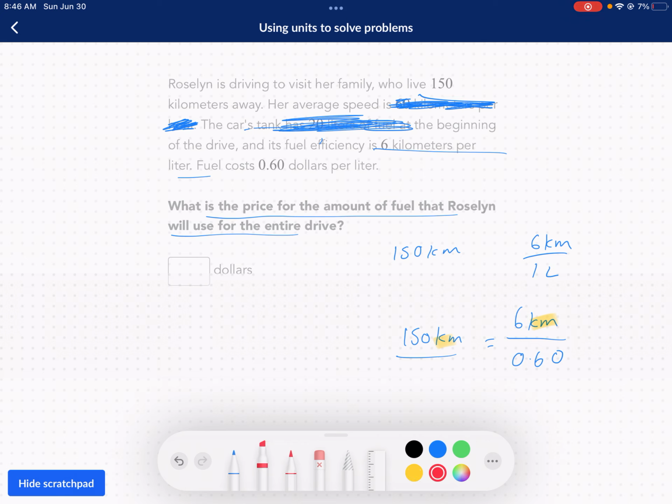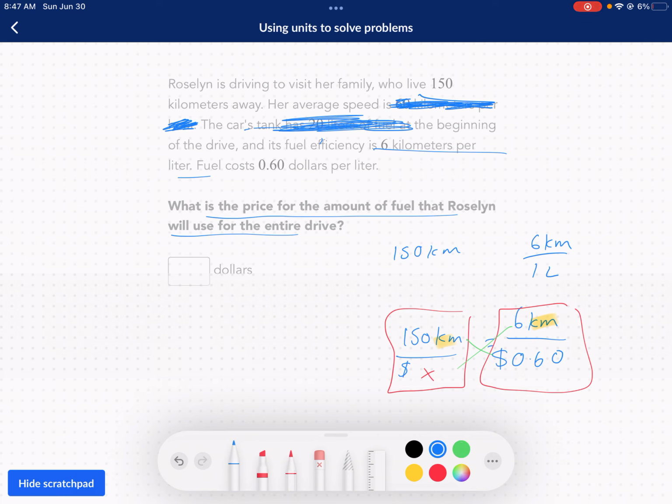And then over here we have dollars. And I want to know how many dollars I end up spending on the whole trip. And this rate will continue. So for some value of X is going to give us our cost for going that 150 kilometers. And we know that each 6 kilometers will spend 60 cents. So it's just a proportion, and we're going to cross multiply and solve for this. This is probably the easiest way to do this problem.